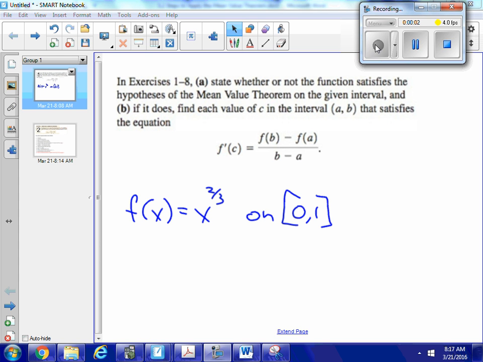This is a good problem to get us comfortable with the mean value theorem and how to approach a theorem in general, looking for being very particular about how it's implemented. So it's asking me to state A, whether or not the function satisfies the hypothesis of the mean value theorem on the given interval, and then B, if it does, find the value of C in that interval that satisfies this equation.